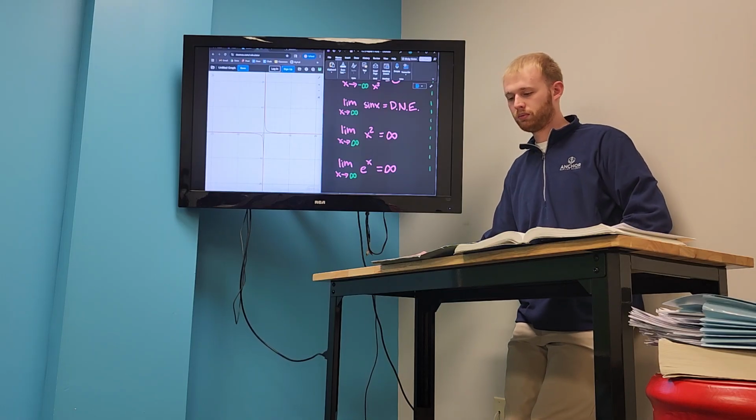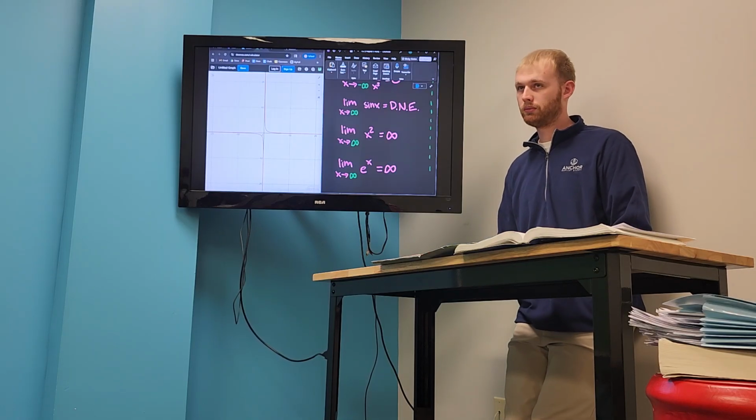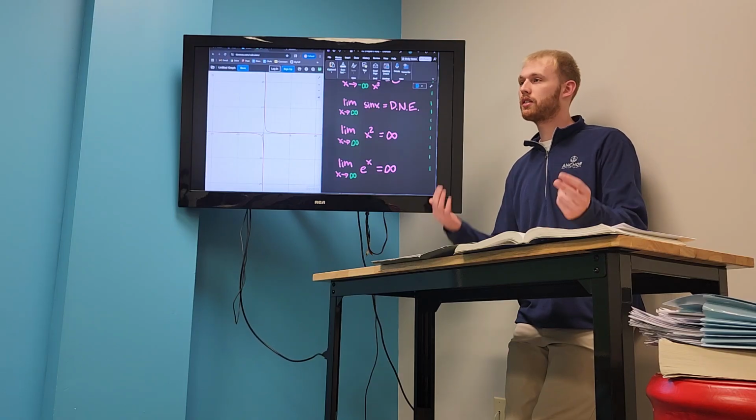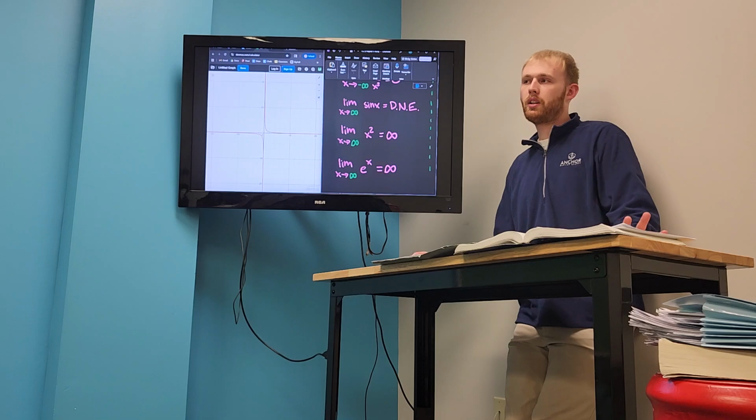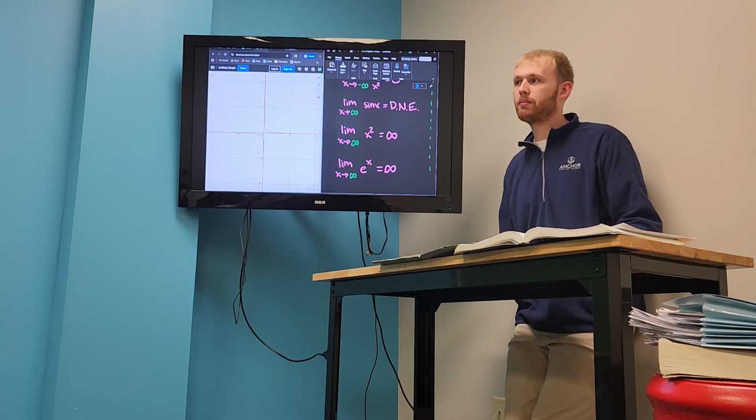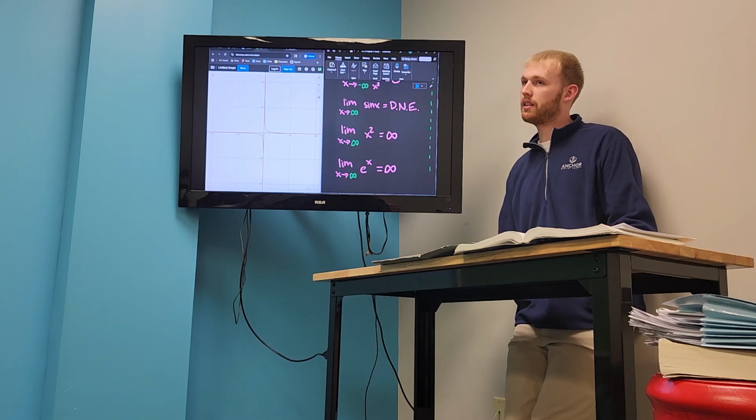Because sine is oscillating, there's no specific value it approaches as it approaches infinity. Versus the other ones, which tend towards a certain value. Right. Sine is constantly oscillating, so we never really know what's going to happen at infinity, except that it's just going to keep changing. So that does not exist.